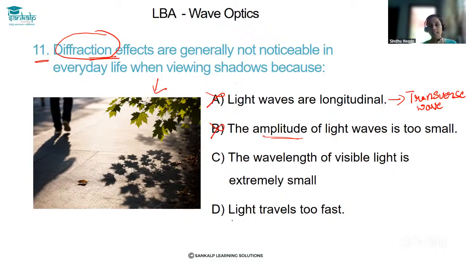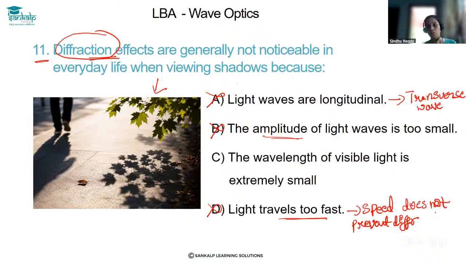Option D, light travels too fast. This is also wrong. Why? Because here, the sentence is related to speed. Speed does not prevent diffraction. So this is also wrong.